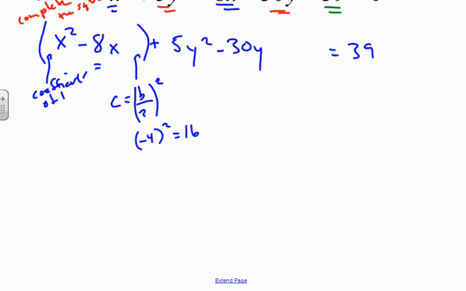So we're going to add the 16 right there. Now remember, whatever we do to one side, we have to do to the other, so we're going to add 16 to this other side. From there, we're going to find our next c value. The c value is going to be right here.